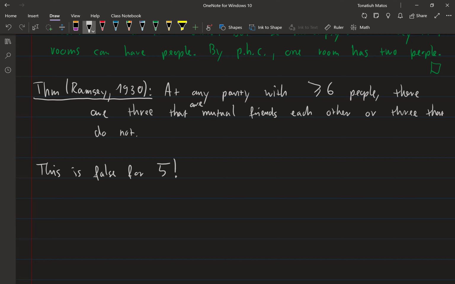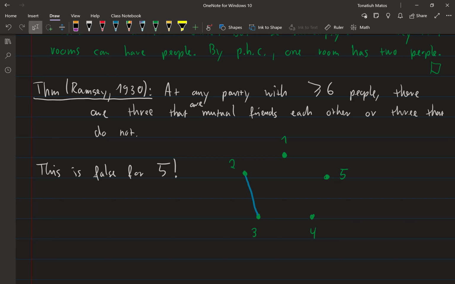You need 6 people. 5 is not enough. Let's say that here are the people. Here's person 1, here's person 2, here is person 3, here is person 4, and here's person 5. Now, I'm telling you, I can come up with a configuration, with a possible party in which the statement is not true. For example, let's say that these people are sitting at a round table, and they know the person to the left and to the right of themselves.